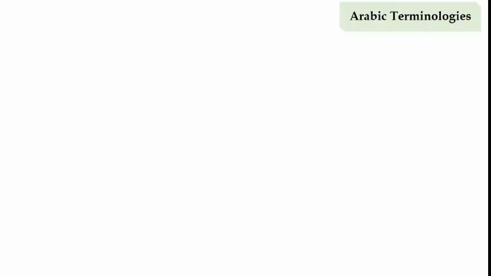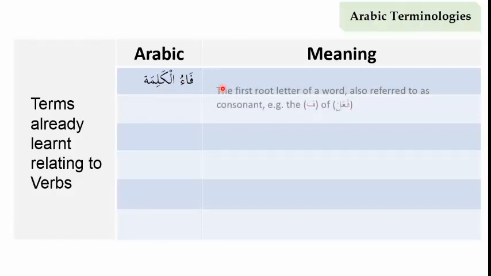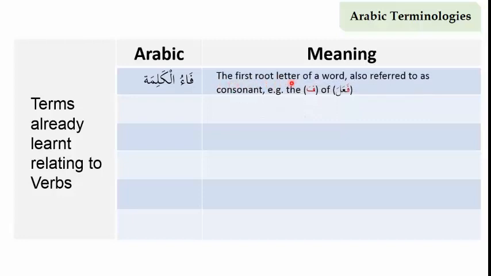So we continue, inshallah, with Arabic terminologies. These are terms already learnt relating to verbs. We'll have the Arabic here and we have the meaning. You might have an idea of what it is, but I want you to know it clearly. We have fa'ul kalima. This is the first root letter of a word, and it is also referred to as a consonant. Example, the fa of fa'ala. This is the fa'ul kalima.